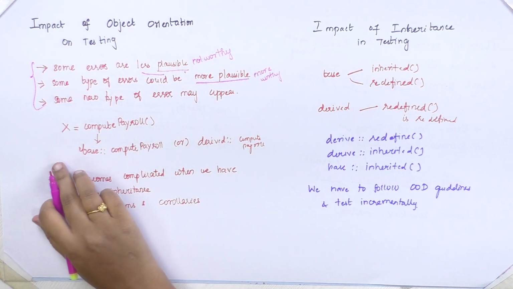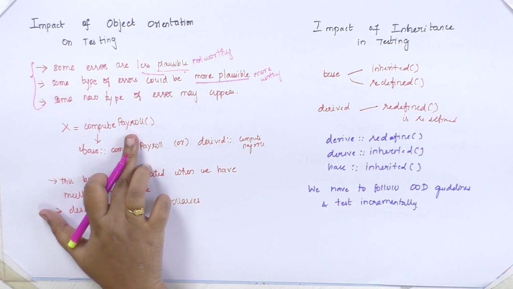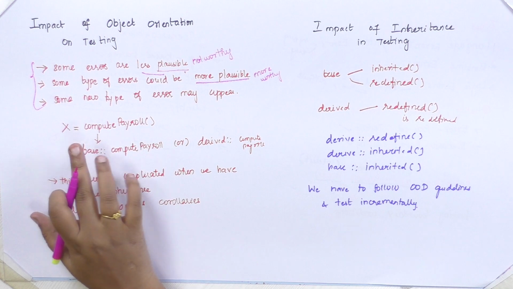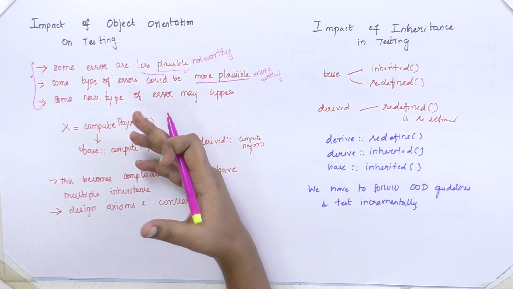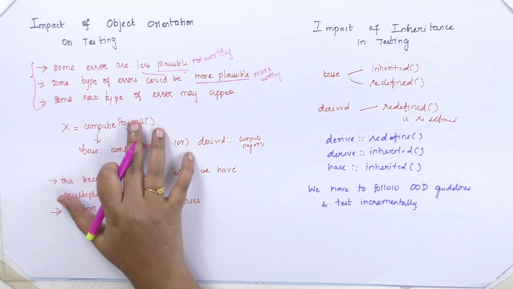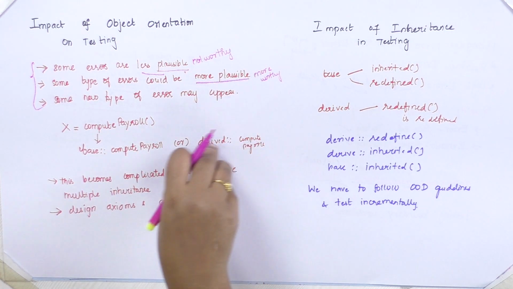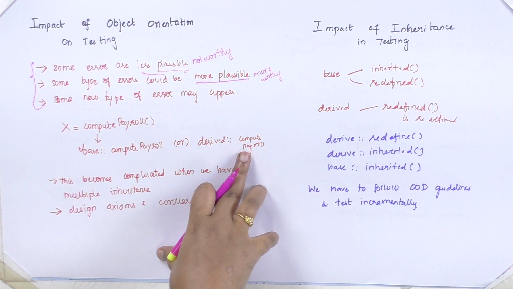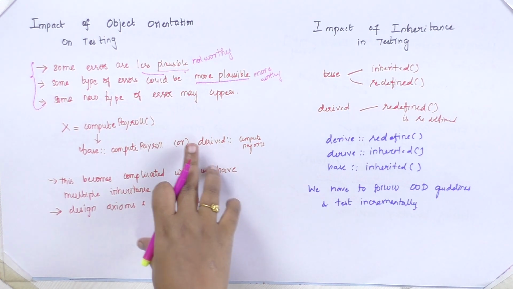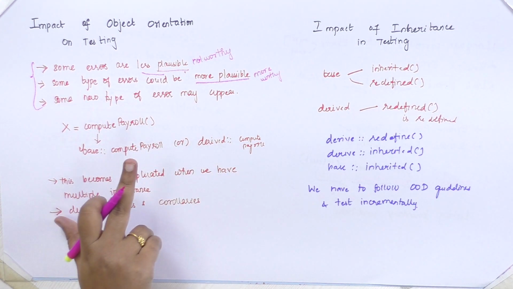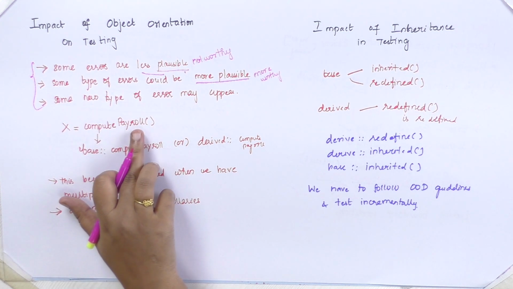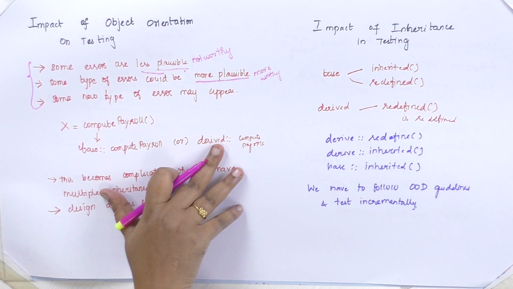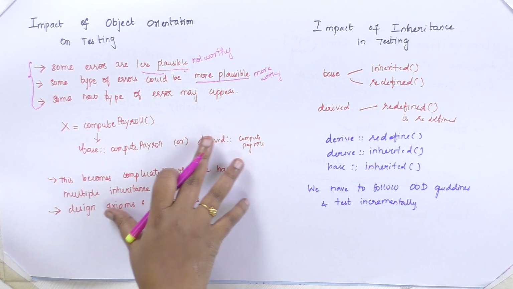Next, for example, let us consider you are calling the method compute payroll and you are assigning the value returned by this compute payroll method to a variable x. When we invoke this method, we cannot say whether this method belongs to a single class or to many classes. This method can be defined in the base class, and the same method can also be redefined in the derived class. So you cannot say the compute payroll will have only a single definition. It can have two definitions, in the base class as well as in the derived class. So you have to keep those things in mind.